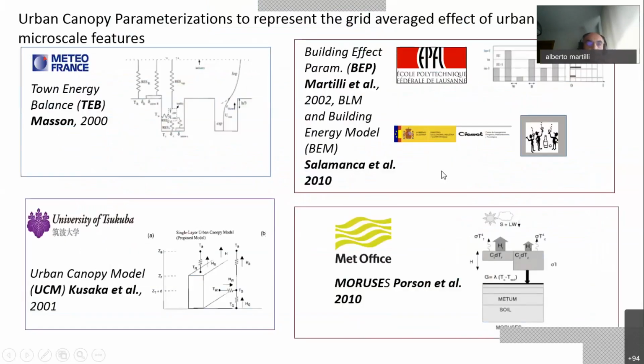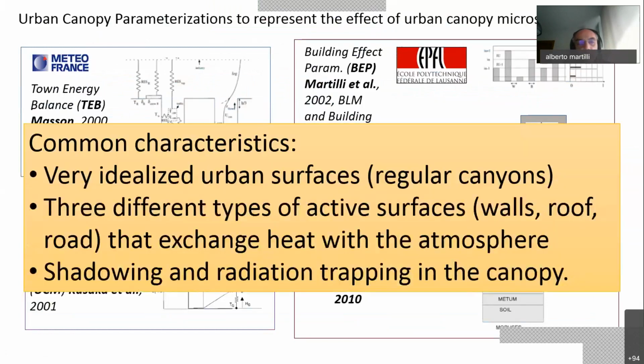So for the first limitation, as you certainly know, in the last couple of decades, we developed several approaches, several urban canopy parameterizations. Here I just put 4 of them as an example. What is common to all these approaches is that they start by strongly simplifying the urban areas. So the city is represented by very idealized surfaces with, for example, regular canyons, the same distance between the buildings and just variable building height.